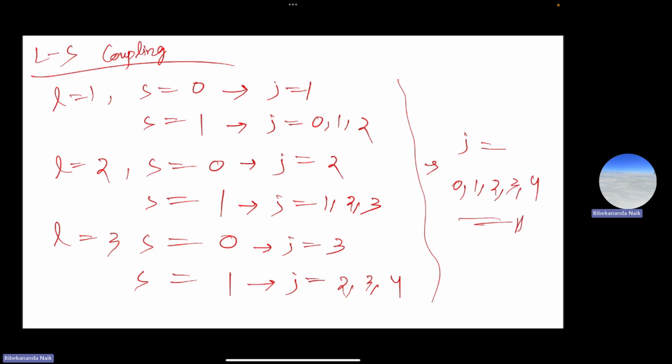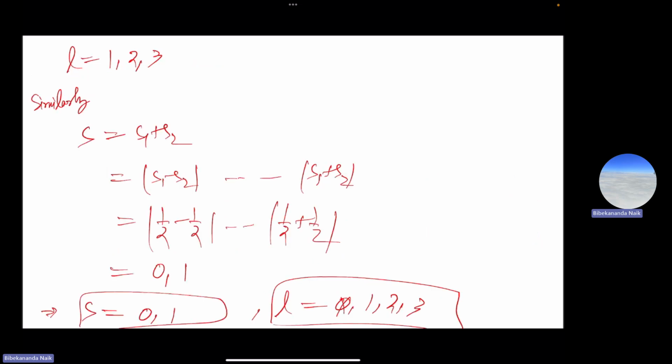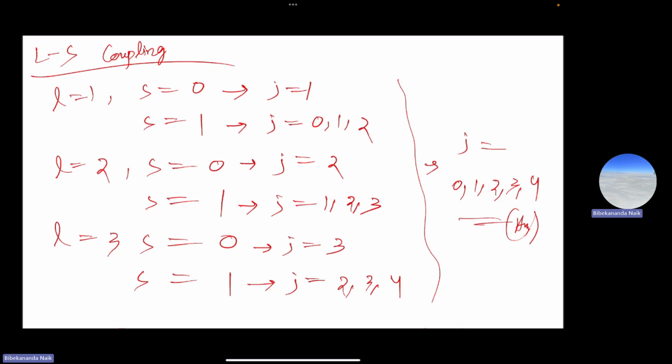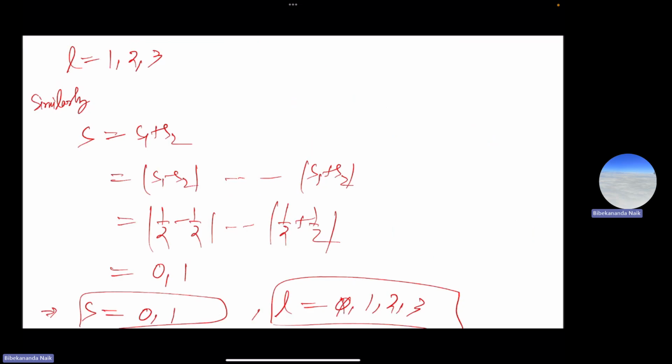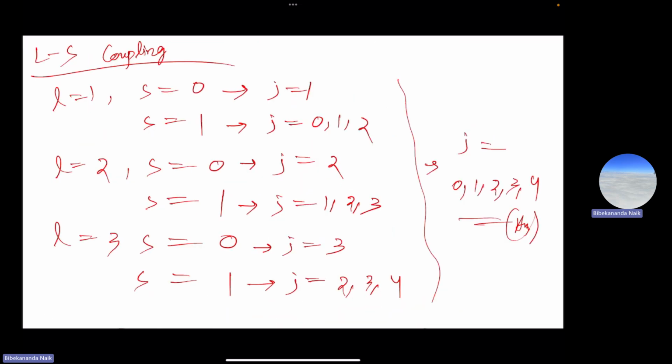So the correct answer is, if we take a two electron system with L1 is 1 and L2 is 2, then we will have all these possible values of J starting from 0 going up to 4, that is 0, 1, 2, 3, 4. So the correct option is option C, 0, 1, 2, 3, 4. I hope this is clear to everyone. Now we will move to question number 6.